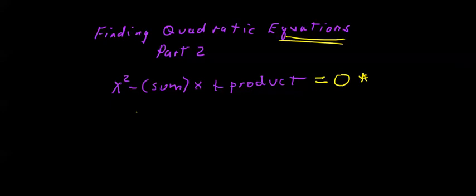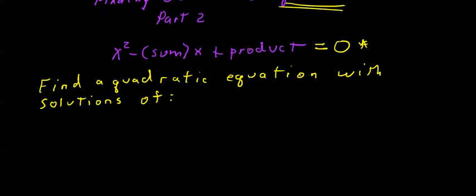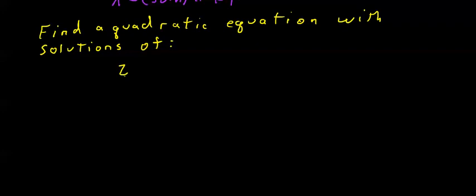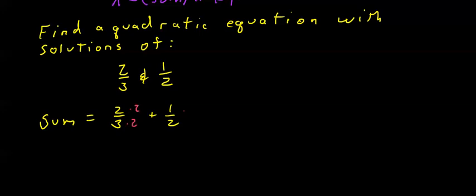All right. Find the quadratic equation. We want to find the quadratic equation that has solutions of the following: 2/3 and 1/2. All right. The sum: we need a common denominator. 2/3 plus 1/2, times 2 times 2 times 3 times 3. The common denominator is 6. We get 4 plus 3 over 6, or 7/6.